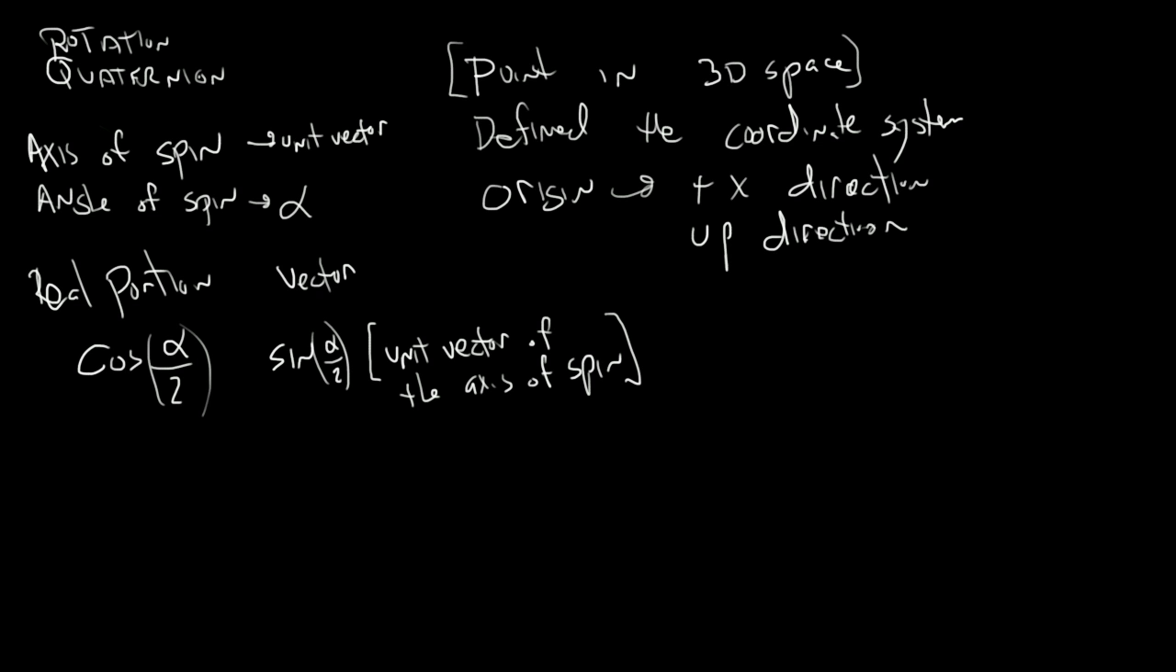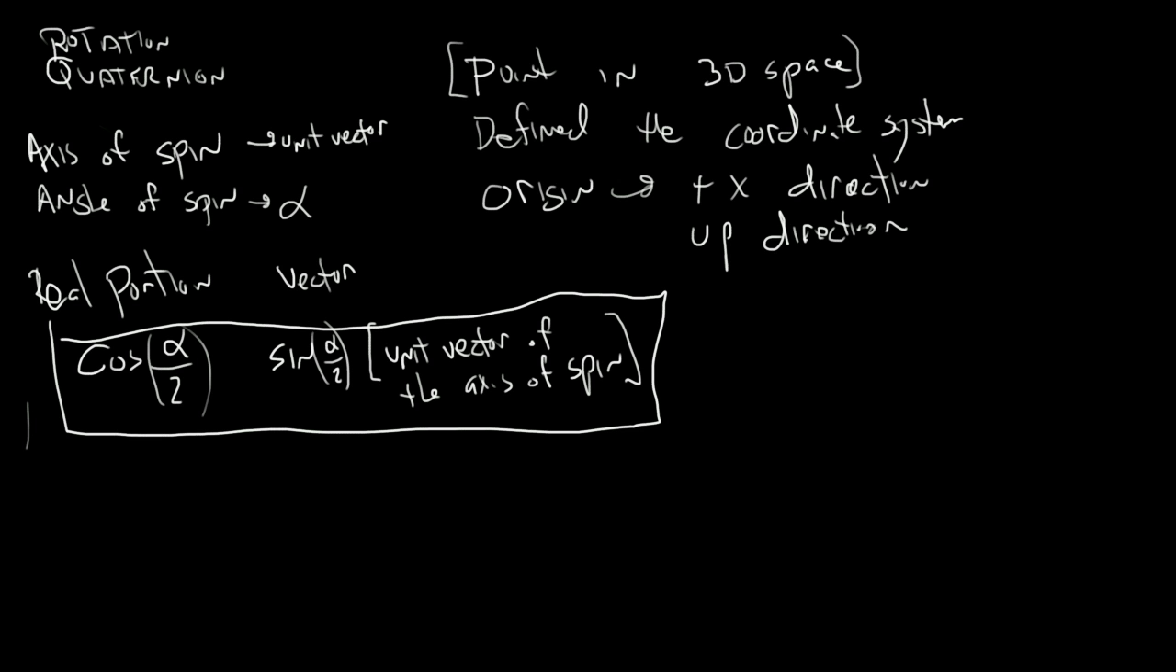So again, this is the quaternion for rotation. This is what it's going to be. It's going to be comprised of that. And you can think of that as either 4 components or a real component and a three-dimensional imaginary component. That's how you get the quaternion for rotation.